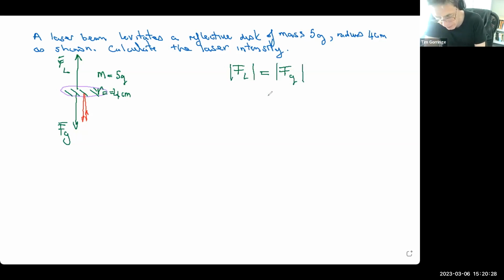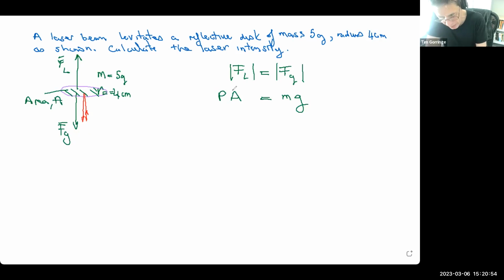Now, the gravitational force we know we can write as the mass of the disk times the acceleration of gravity on the disk. And the laser light force, well, we could first write it as the radiation pressure of the laser light times the area over which that laser light is distributed. That's the area of the disk.